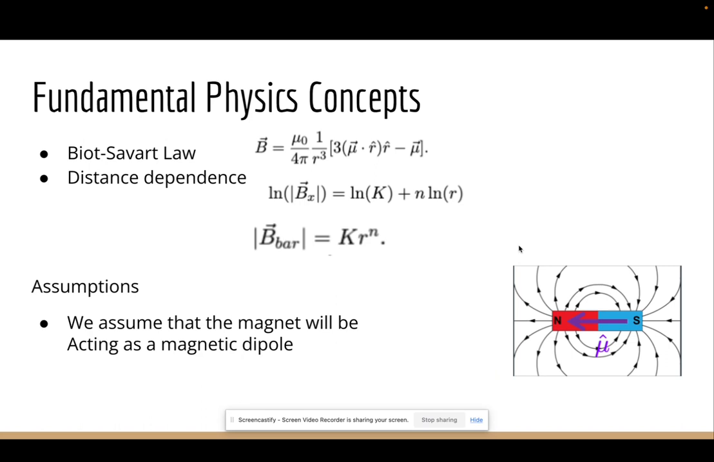And some fundamental physics concepts. The Biot-Savart law is the main formula that we'll be using for this lab, which is located to the right. And then the distance dependence formula of a bar magnet is also located to the right of this. And some assumptions: we will assume that the bar magnet that we'll be using today will be acting as a magnetic dipole.